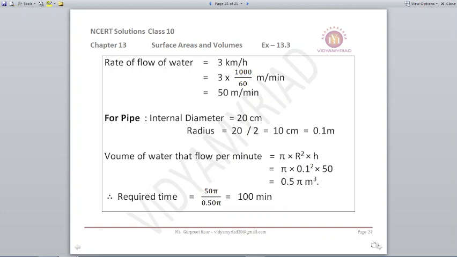Now volume of the water that flow per minute will be again pi r square h. So pi into 0.1 square into 50, that comes out to be 0.5 pi meter cube. So therefore the required time will be 50 pi upon 0.5 pi. Pi gets cancelled. It comes out to be 100 minutes.